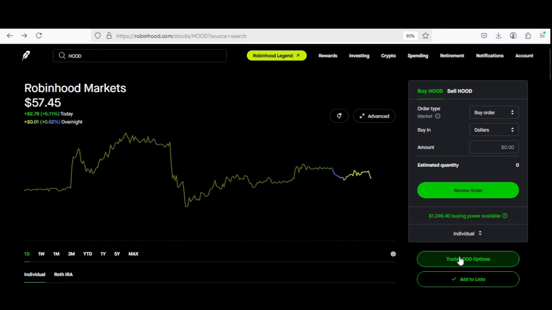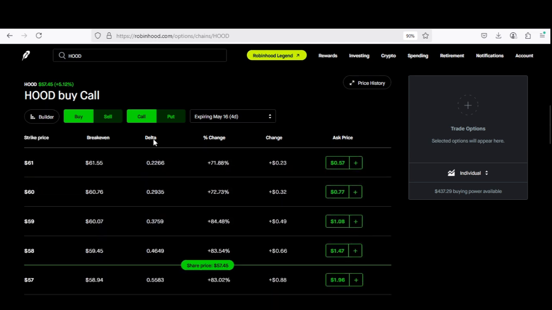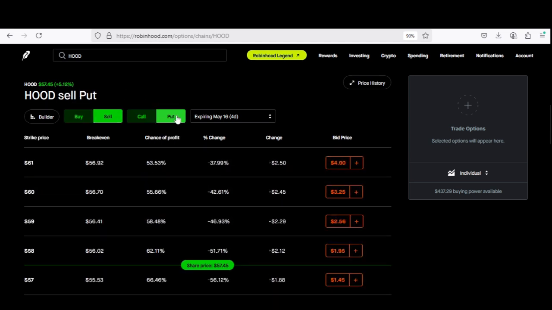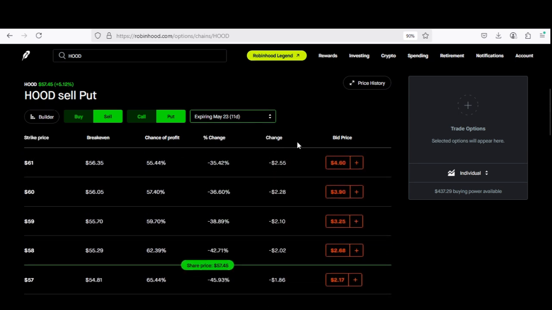So now we're going to go ahead to Robinhood options in order for us to open up this option chain here. So now we're going to go to sell and we're going to go to put, and we're going to be doing what's known as bi-weeklies. So we're going to choose the strike date of May 23rd, which gives us around 11 days to expiration.